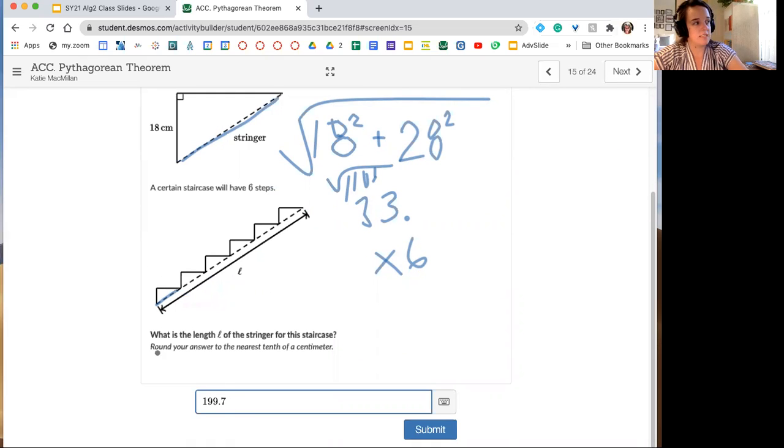You also, because it says round your answer to the nearest tenth, right? You want to make sure that you only have one decimal place, and you want to make sure that it is a decimal number and not the radical number. Okay, so decimal and not the radical.